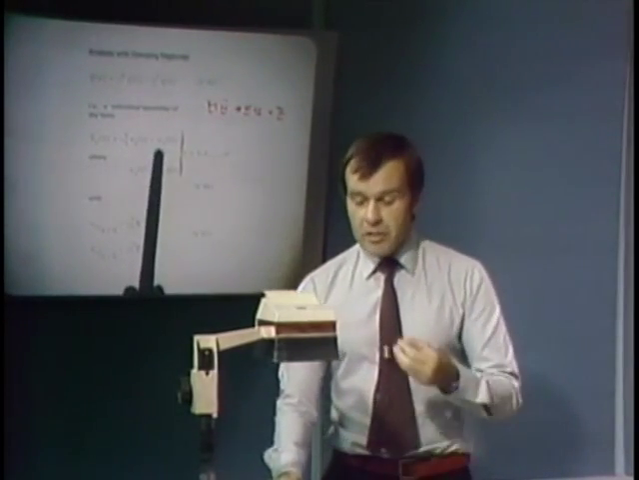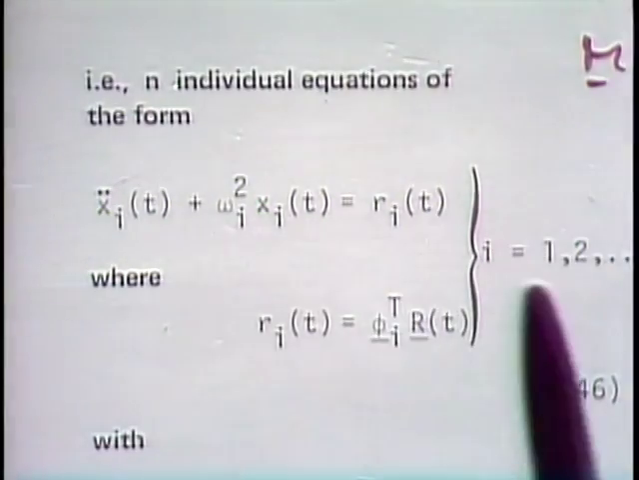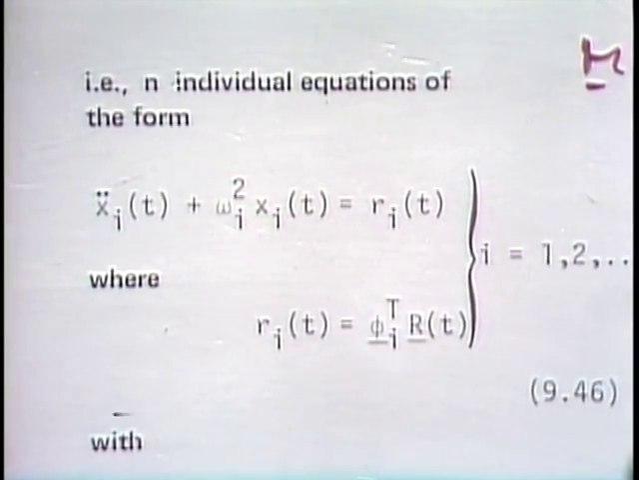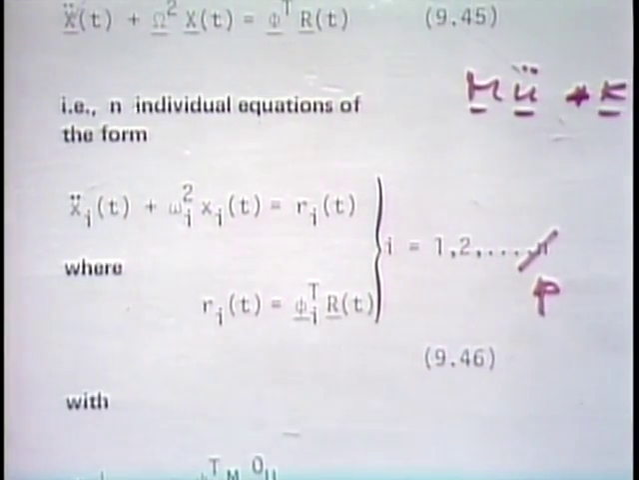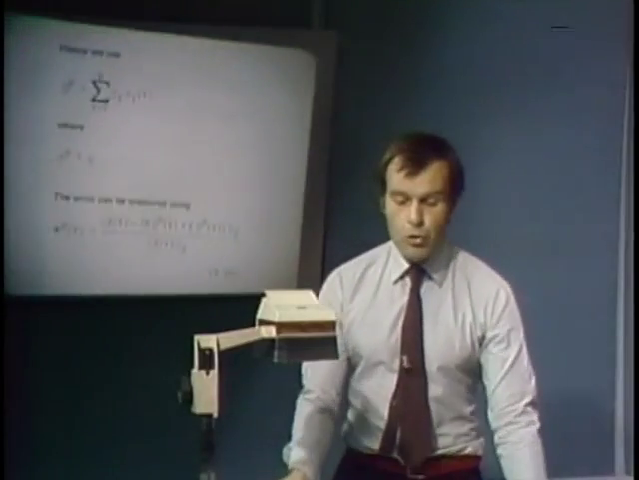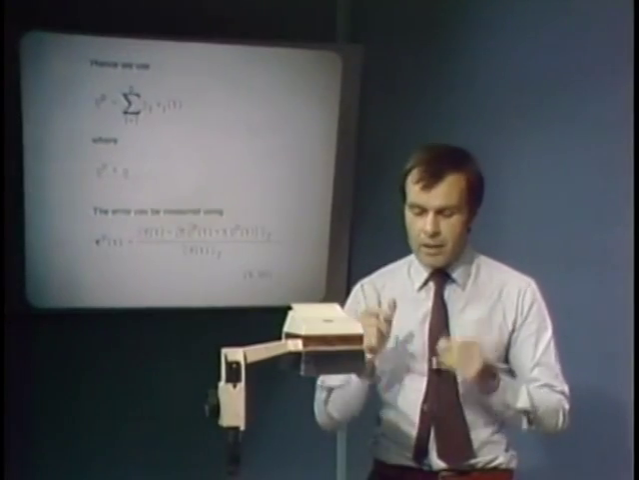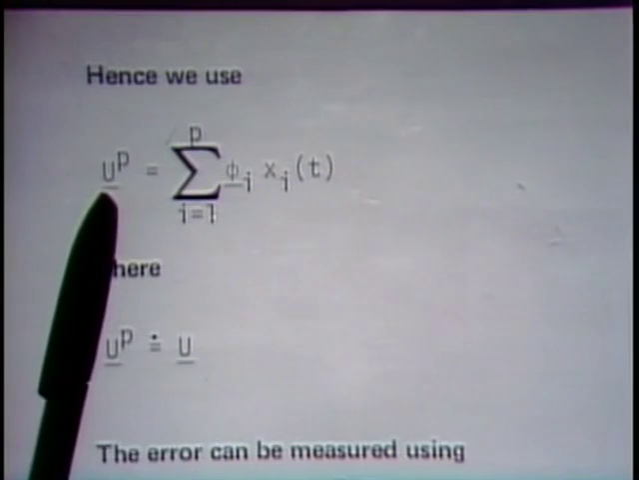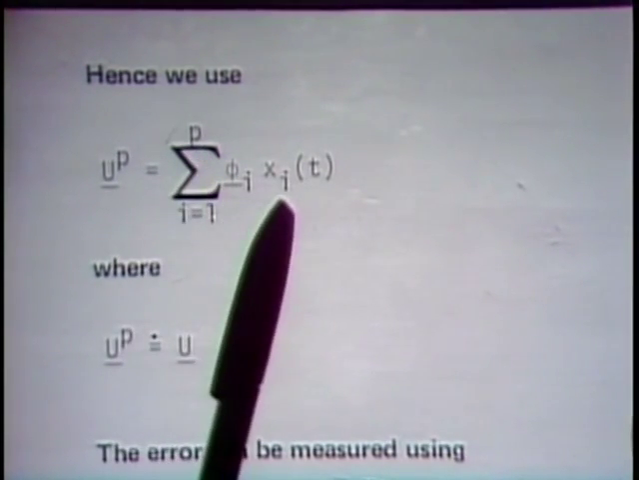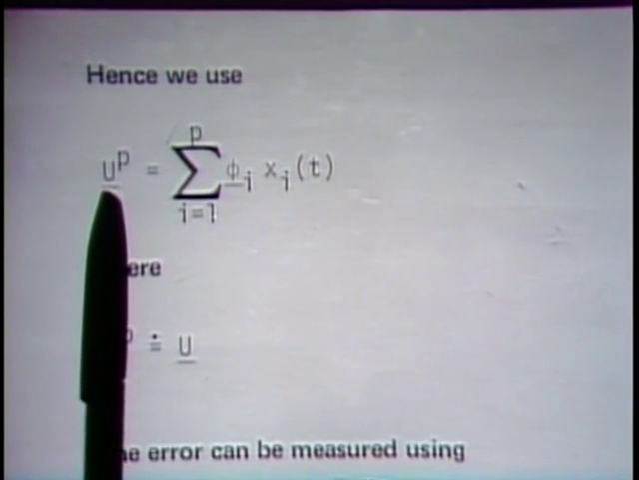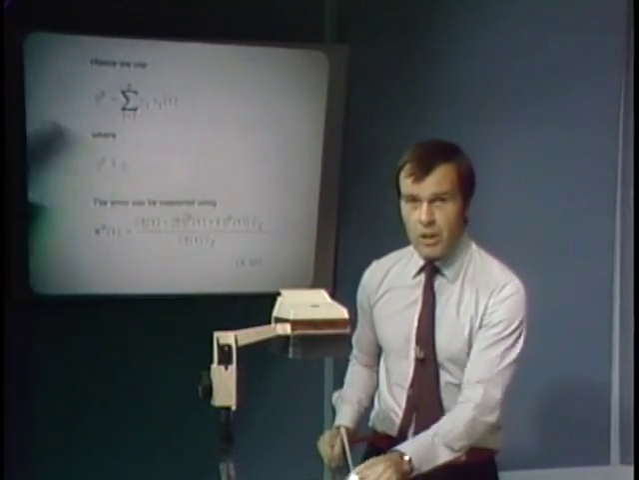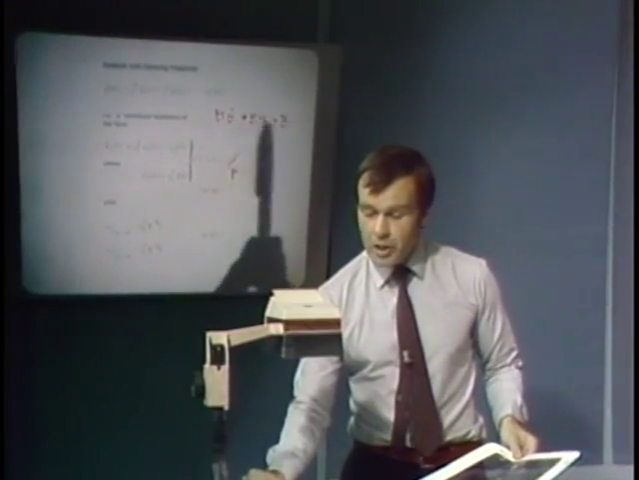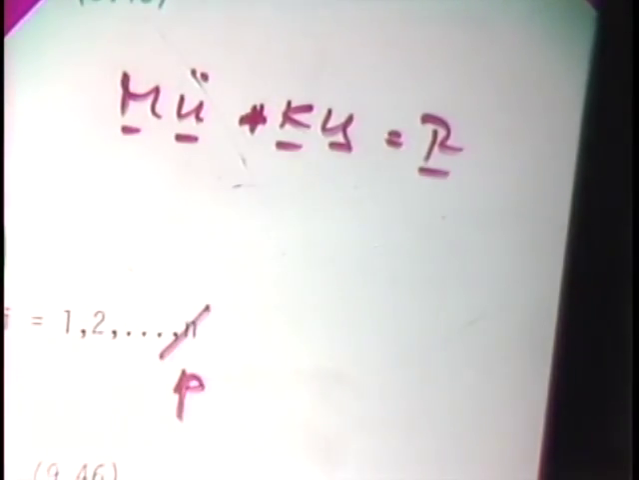Well, so what we are then saying is, let us solve these equations not from i equals 1 to n, but from i equals 1 to p. Then, instead of obtaining the true response, the exact response, exact in quotes of course, we are obtaining a response up, the sum from i equals 1 to p of phi i xi i, where up is an approximation to the u displacements, and the u displacements, once again, are the solution to this system of equations.